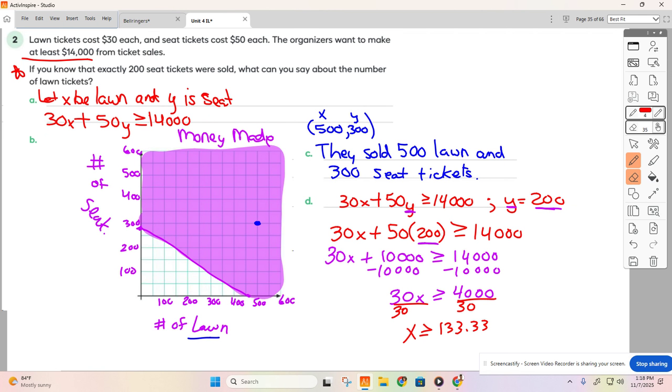So what does it mean if they sell 200 of the seat tickets? That means they must sell 134 lawn tickets in order to make more than $14,000.